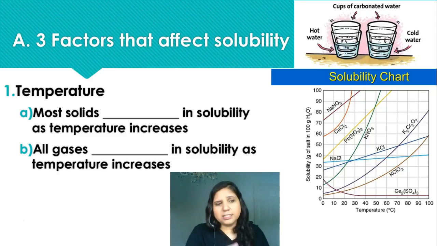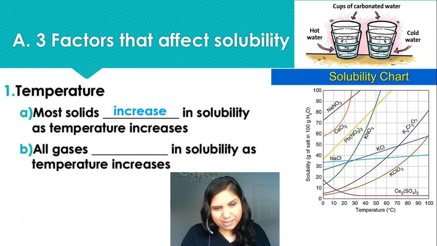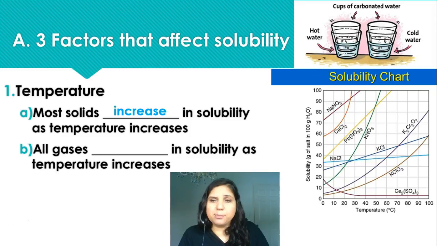Temperature affects solids and gases differently, so we've got two things to say here. For a solid, you've probably experienced this if you've ever tried to dissolve sugar in cold water. It takes forever. You stir and it doesn't dissolve. If you did the opposite, you put it in hot water, it tends to dissolve a lot quicker. So solids tend to dissolve better in warmer temperatures. So this says most solids increase in solubility. Their ability to dissolve increases as the temperature increases.